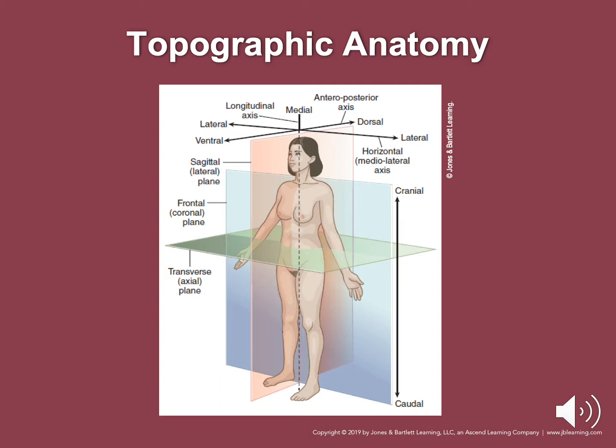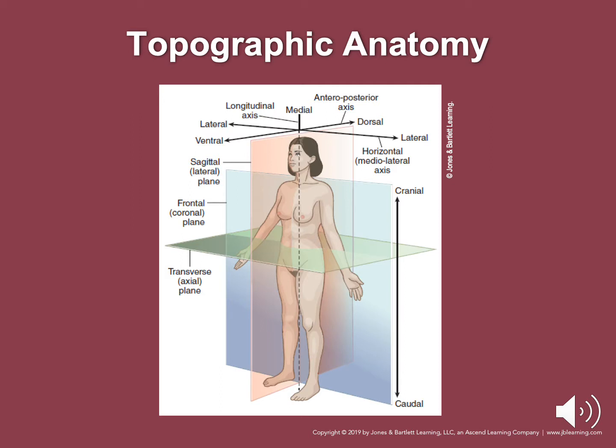The coronal plane divides the body vertically from ear to ear into the front, ventral, and back, dorsal, portions. The transverse plane, or axial plane, divides the body horizontally at the waist. The sagittal plane divides the body vertically front to back.